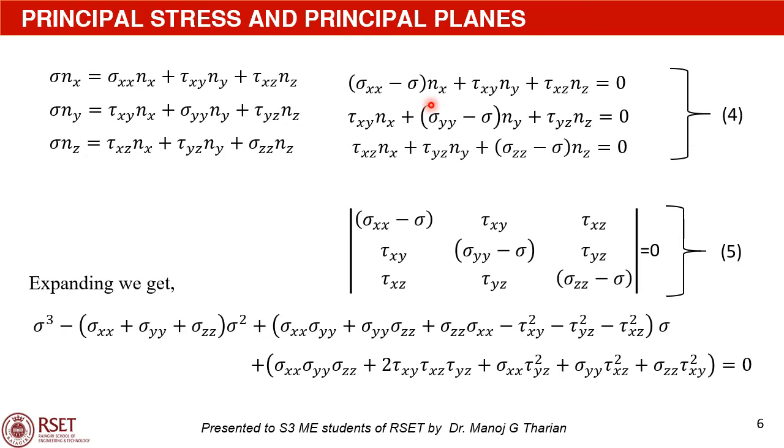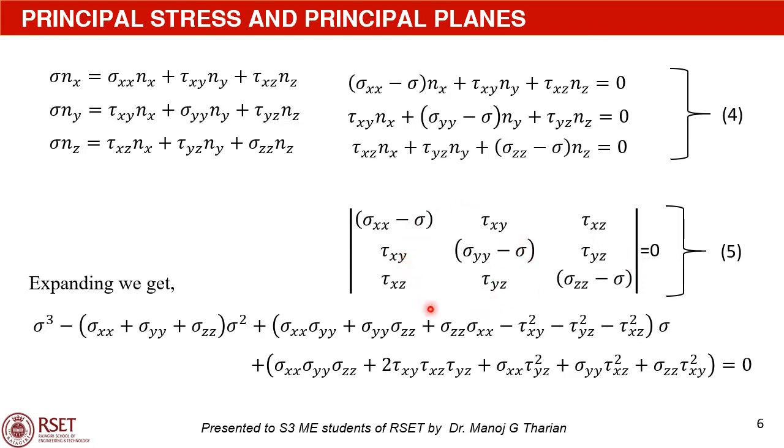In order to have a non-trivial solution for nx, ny, and nz, the determinant of the coefficient matrix should be equal to 0. Thus, we get the determinant of this coefficient matrix, written here, equal to 0.